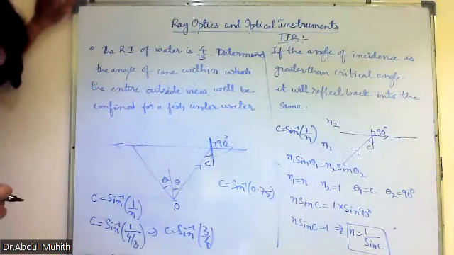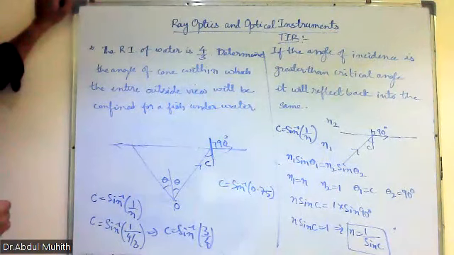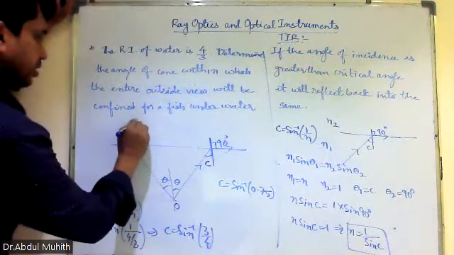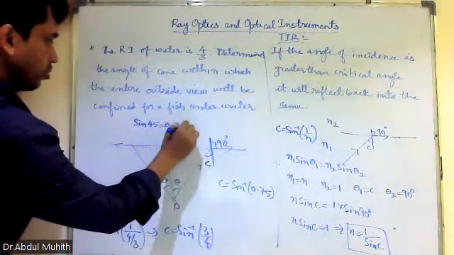sine 90 will become 1. So what is sine 45? Sine 45 value is 1 by root 2, right? 0.707. See, sine 45 value is 0.707. It is very close to that.